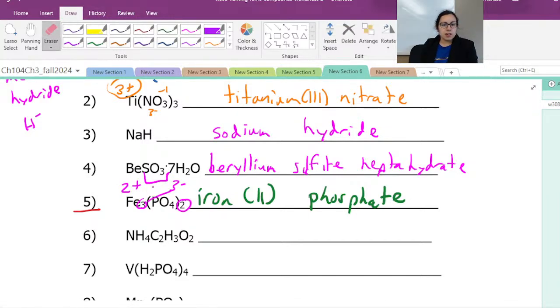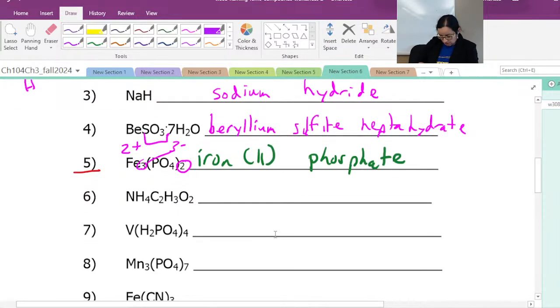Or, again, just kind of go through the math. So you can look up phosphate, so -3 times 2, -6. So then iron has to be 2 plus. So excellent, iron 2 phosphate. And then let's do 6. So take a second, see if you can figure out what 6 is. That one maybe looks scary, but break it down.